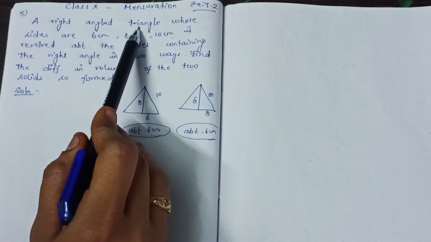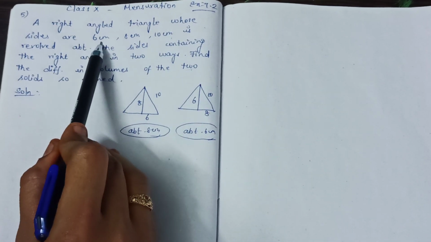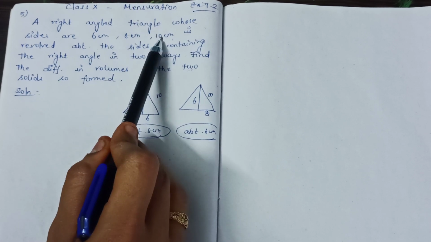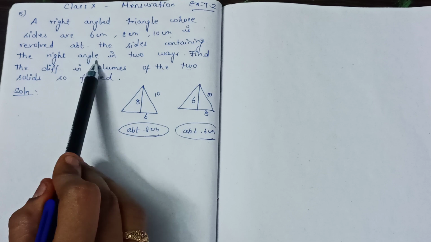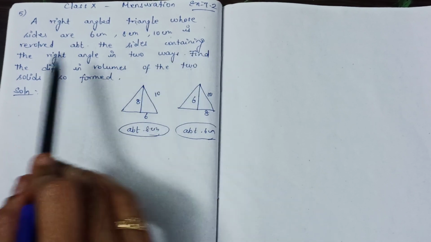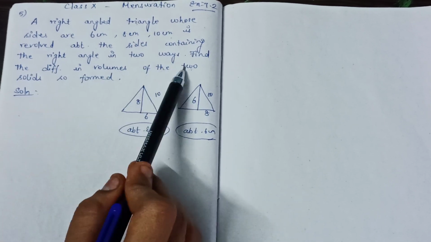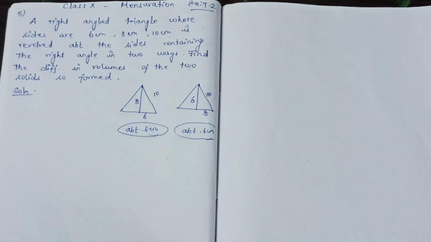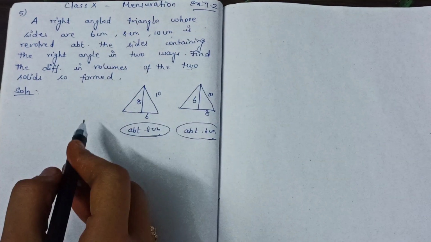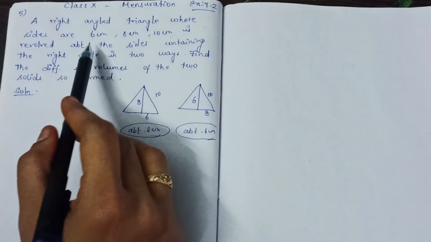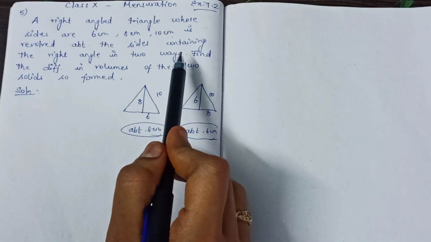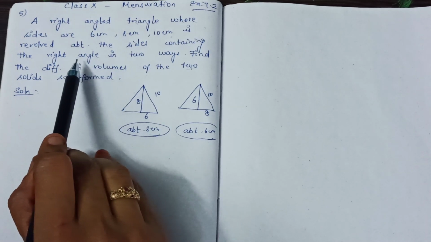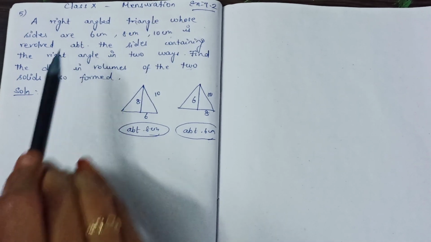A right angle triangle whose sides are 6 cm, 8 cm, 10 cm is revolved about the sides containing the right angle in two ways. Find the difference in volumes of the two solids so formed. So what is given? A right angle triangle is given and the sides are given to be 6, 8 and 10. Now it is revolved about the sides containing the right angle.